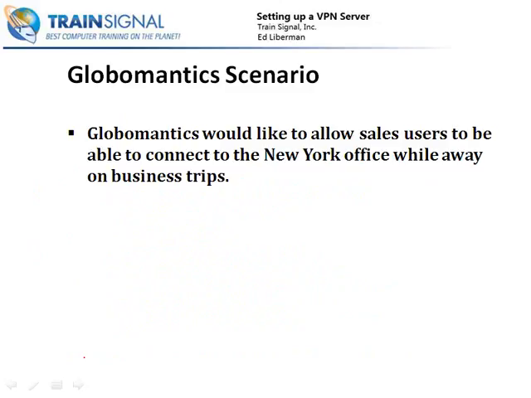Okay, well, what's going on with Global Mantics these days? Well, this is going to be a pretty simple scenario, as you can see here. Global Mantics wants to allow their sales users to be able to connect to the New York office while they're away on business. Okay, plain and simple. You've got sales users, they're out traveling all around the country, all around the world, and while they're out, they need to be able to connect into New York.